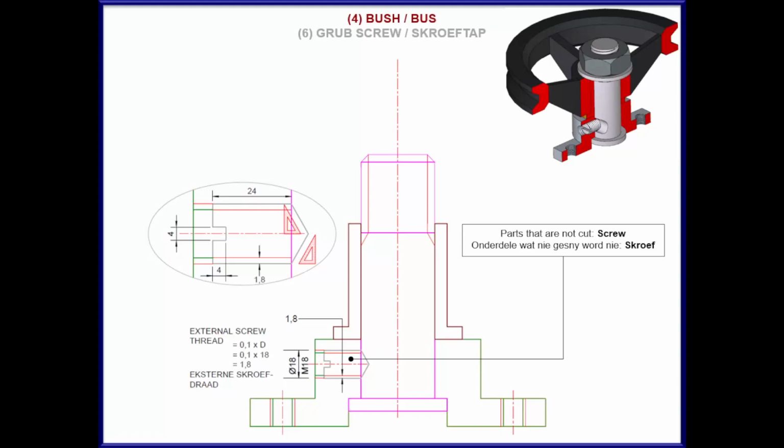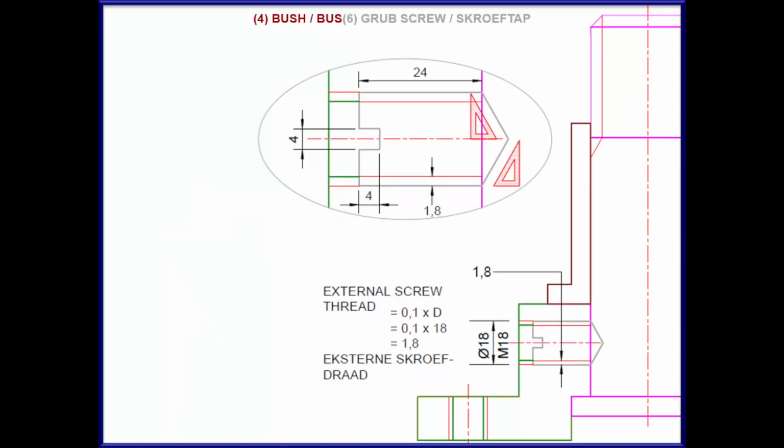The next part that we will add to our assembly is the bush that will fit over the shaft, and the grub screw is threaded onto the left side. The grub screw is part of parts that are not sectioned, and we can clearly see the grub screw threaded through the bracket onto the shaft. It is very important to focus on the grub screw and the thread, because threads will be asked frequently when we do mechanical assembly drawings.